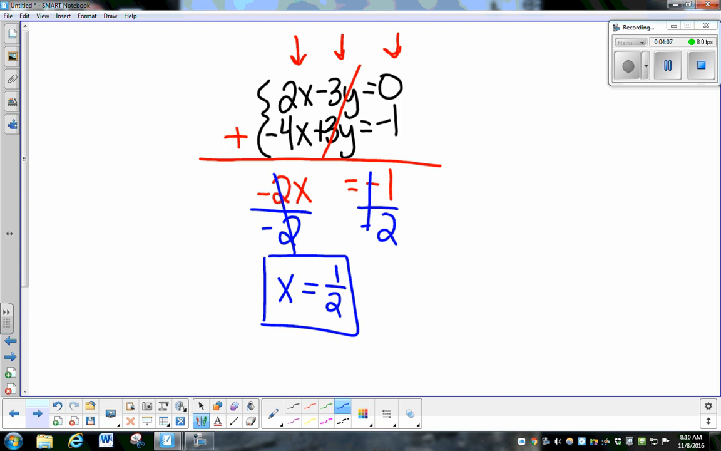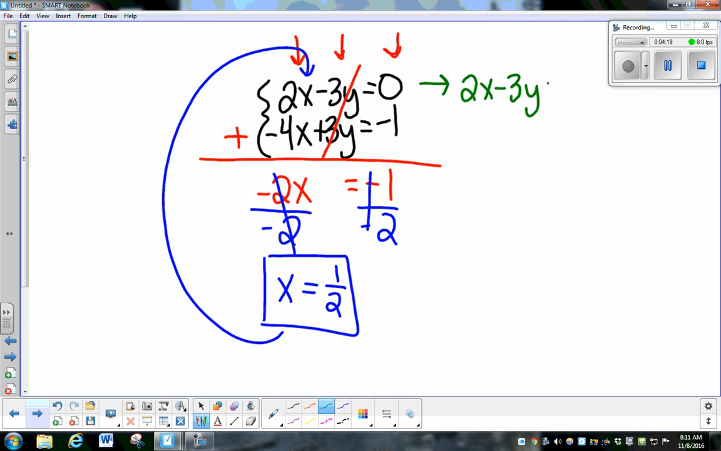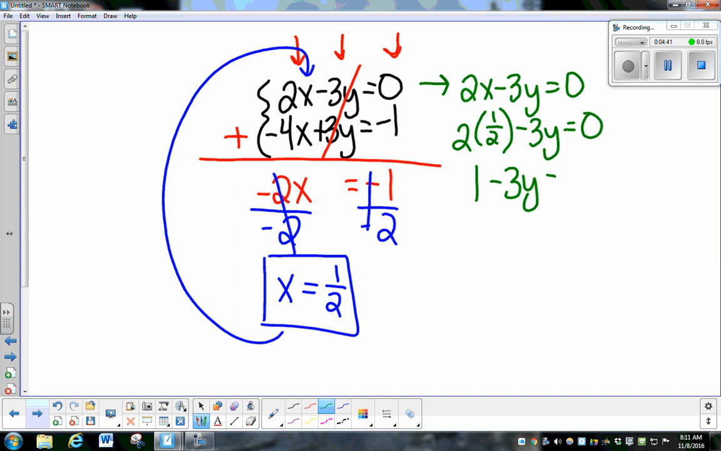So I think I'm going to plug this x in right there in my first equation. So I'll do that right over here. So I've got 2x minus 3y equals 0. And I'm going to plug in 1/2 for x because I know that x is 1/2. So I'm going to do 2 times 1/2 minus 3y equals 0. So now let's just solve this for y. 2 times 1/2, that means 1/2 of 2. So that's 1 minus 3y equals 0.